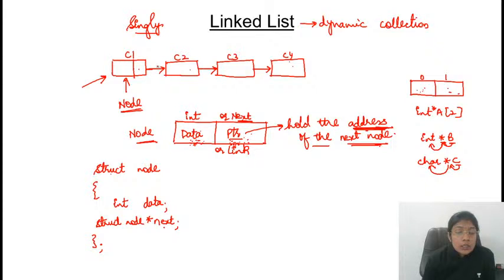Is this pointer pointing to the data? It is not pointing to the integer data. It is pointing to the next node. So what is the data type of this node? This is nothing but struct node. Is this concept clear? So this is how the structure of a node for a singly linked list is defined. Okay, definitely I'll repeat this.